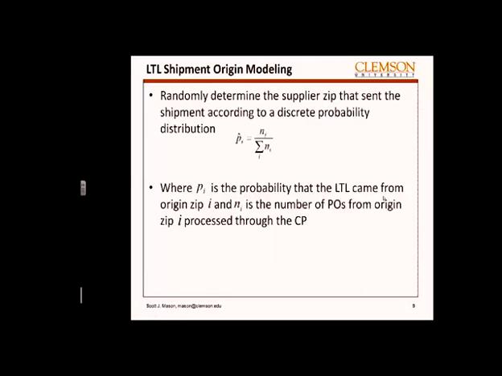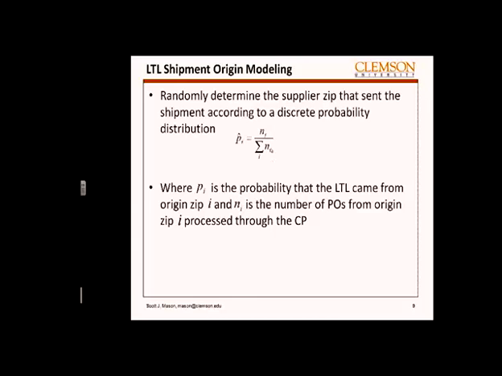Once we have this truck coming in, we have to figure out where it came from. Well, we can randomly determine the supplier's 3-digit zip code, because if you recall, we aggregated our suppliers by the 3-digit zip, to figure out by a discrete probability distribution where it's coming from. So if we have the probability that a less than truckload shipment came from a specific origin, we can do this based on a weighted average or a probability analysis that basically says if 4 of them came from zip code I and there were 100 of them total from all zip codes, then that means 4% of the time we could expect it to come from zip code I, and so forth.